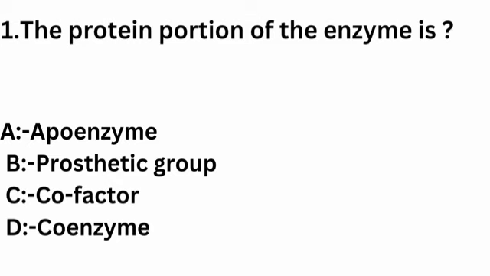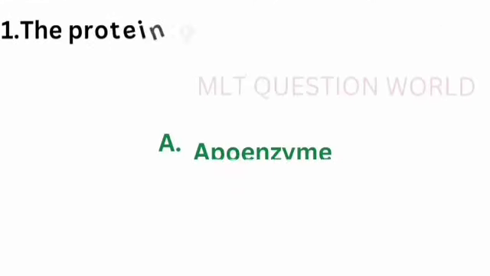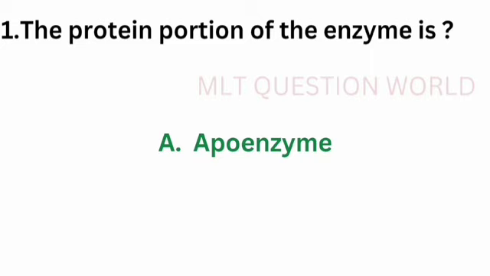Question number 1. The protein portion of the enzyme is option A apoenzyme, option B prosthetic group, option C cofactor, option D coenzyme. The correct answer is option A apoenzyme. The protein portion of the enzyme is called apoenzyme.